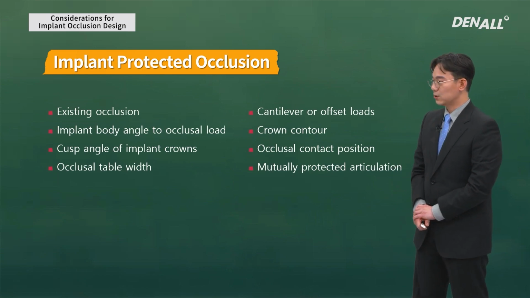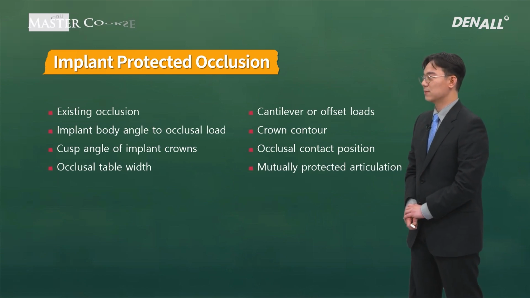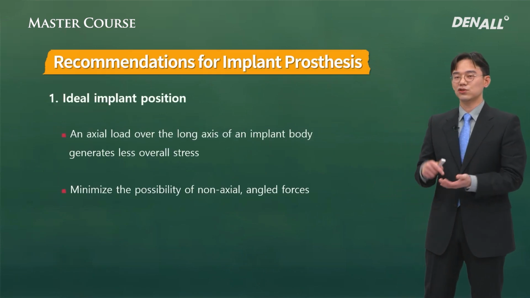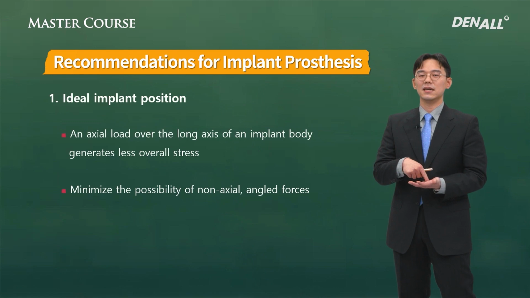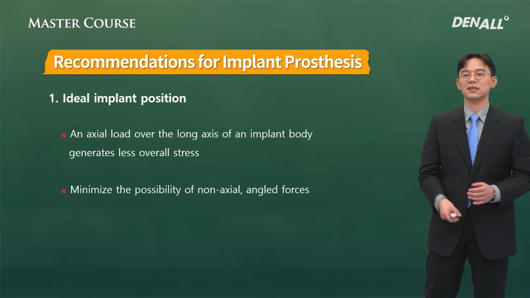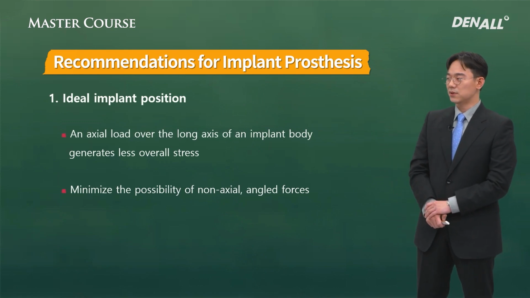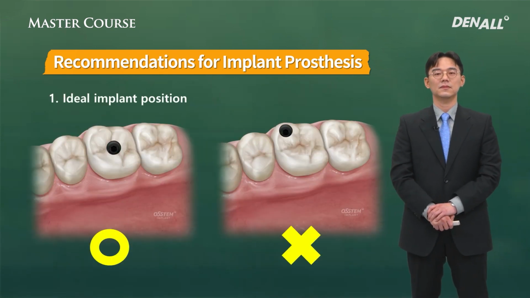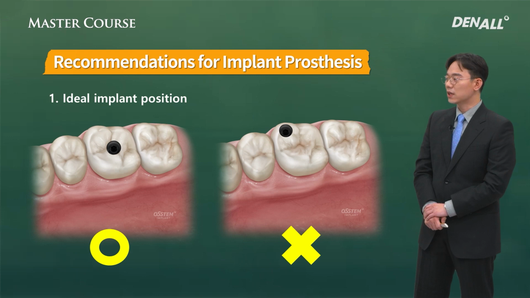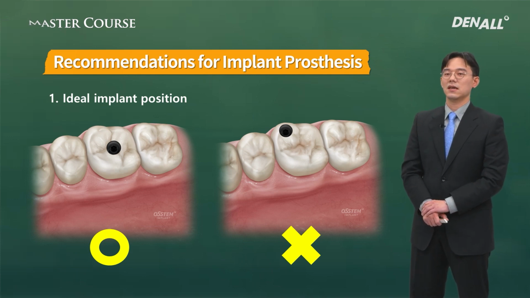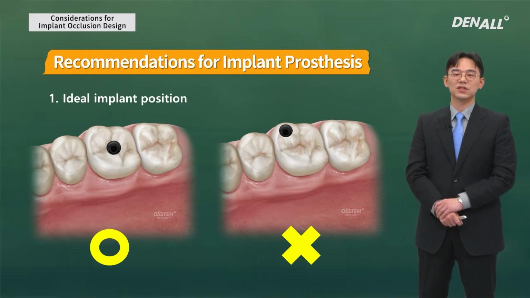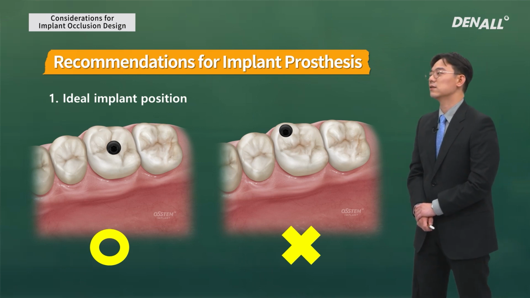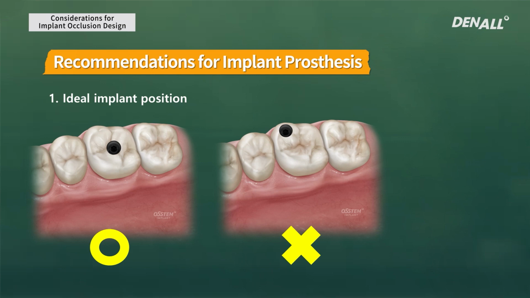Implant-protected occlusion is as follows. First, the ideal implant position should be determined, considering that an axial load over the long axis of an implant body generates less overall stress. It should be placed at the center of the tooth to be restored, and the screw should be on the occlusal table. If the implant position is not at the center, it is not good.